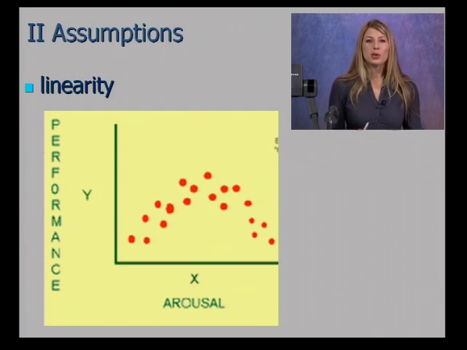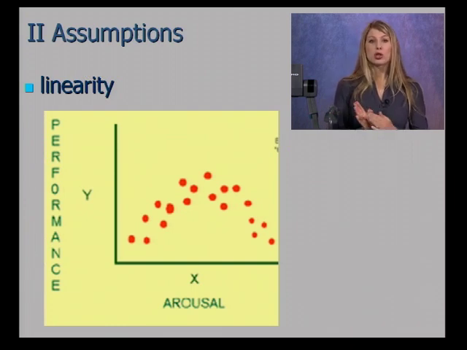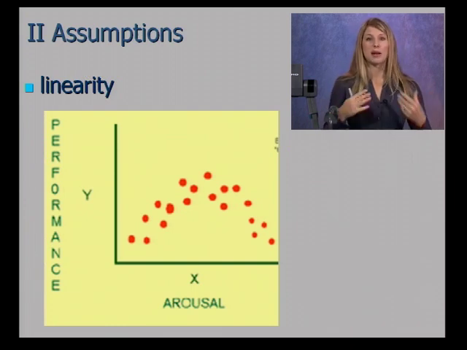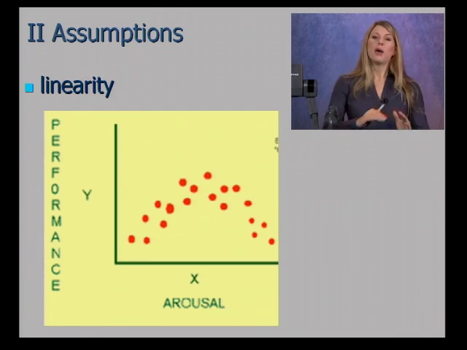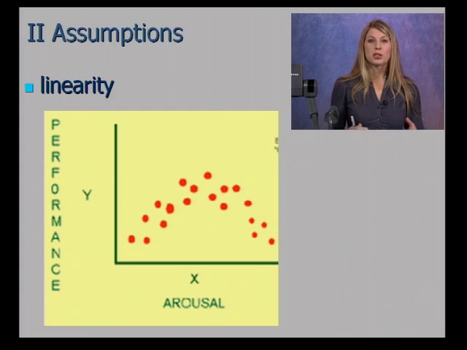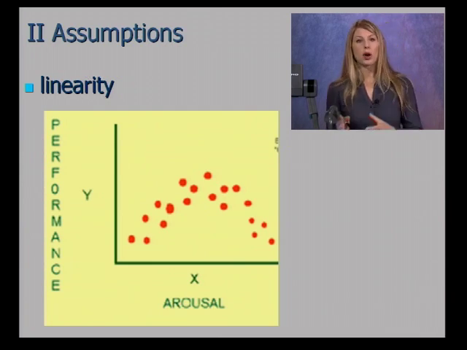But we do have to have a linear relationship between our two variables for the correlation to work. And so what I mean by linear is a straight line would fit the data best. So if you look at this graph, there's a curvilinear relationship. We have on the x-axis arousal. So arousal could be how much anxiety you have, whether it's very low, moderate, or high.